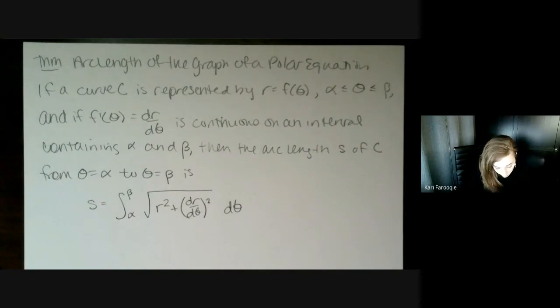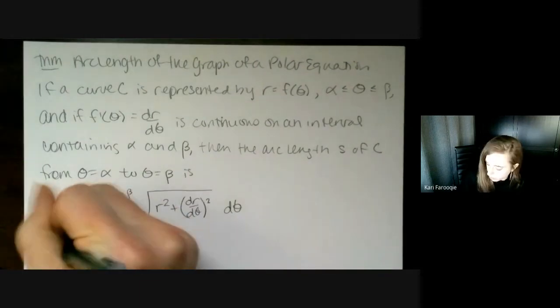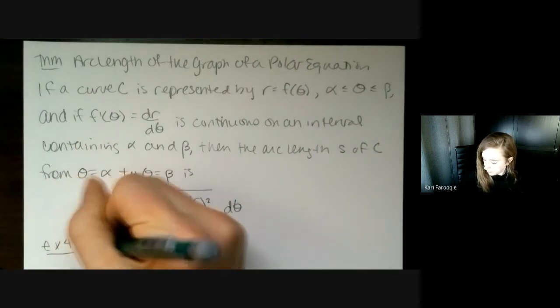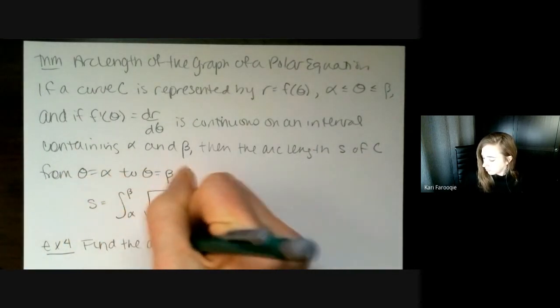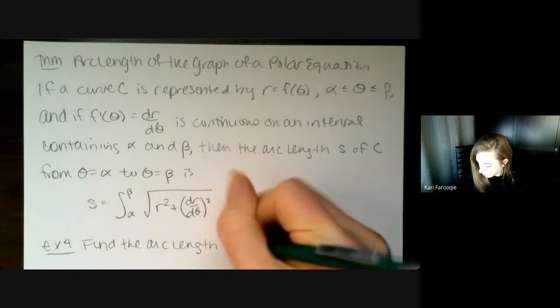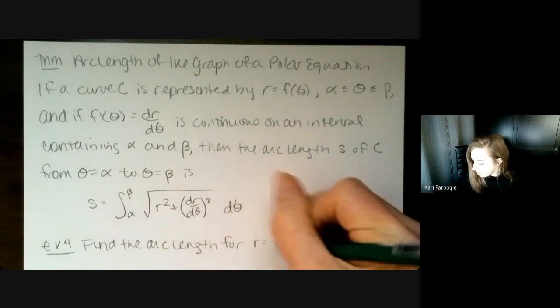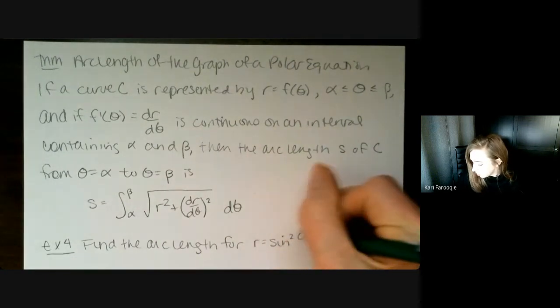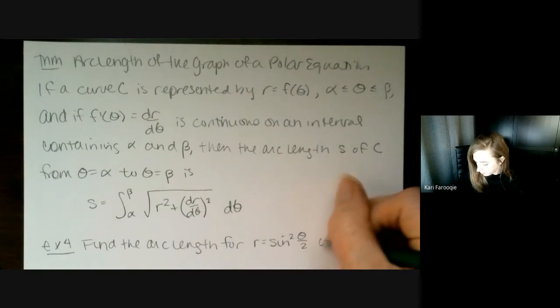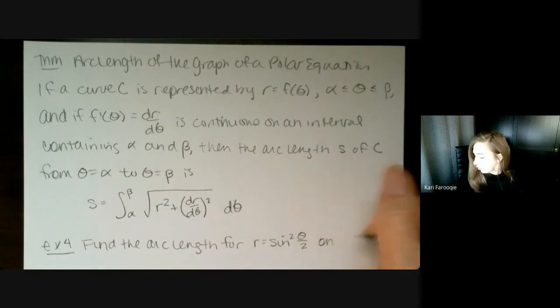So I'm going to give you one example of how to find arc length for a polar equation. This will be example 4. The arc length for r equals the sine squared of theta over 2 on the interval from 0 to pi.